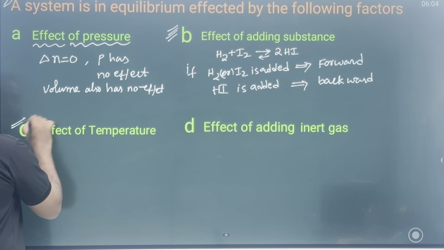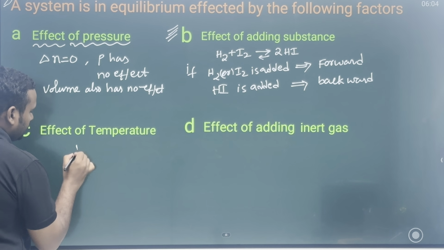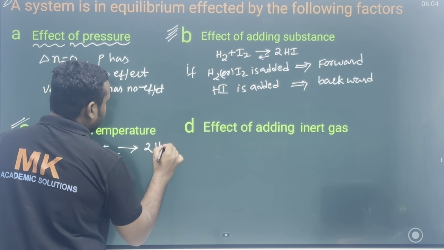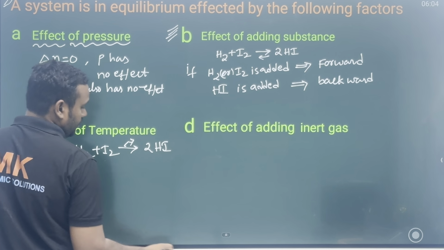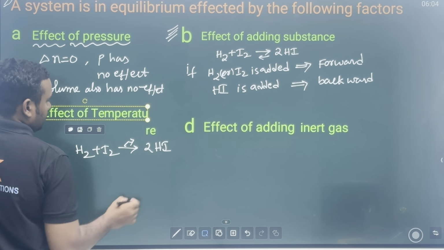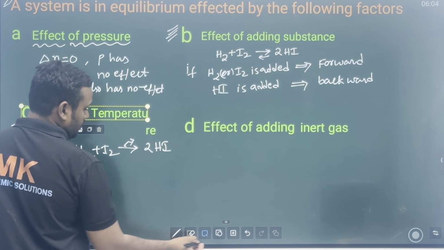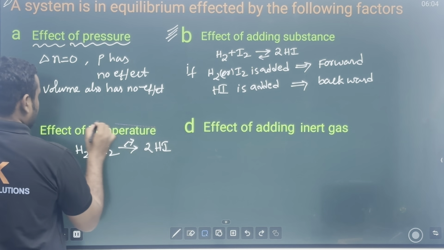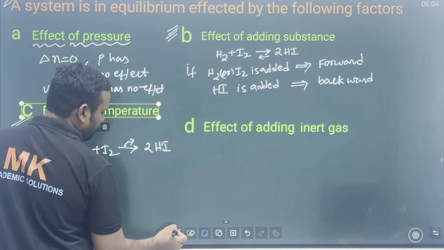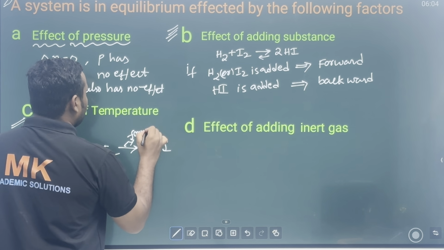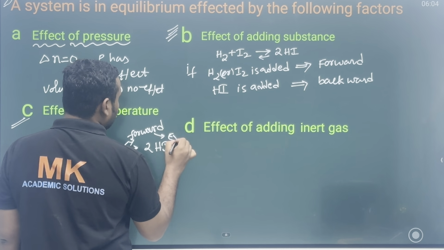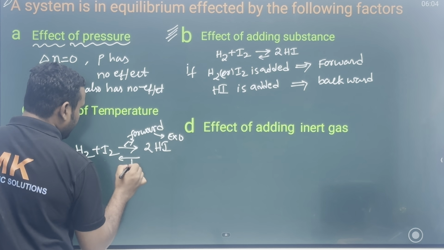Next, effect of temperature. So here, H2 gas plus I2 gas gives rise to 2HI. So this is the forward reaction. Okay, this is the forward reaction. Here the forward reaction is exothermic, and this one is the backward reaction.